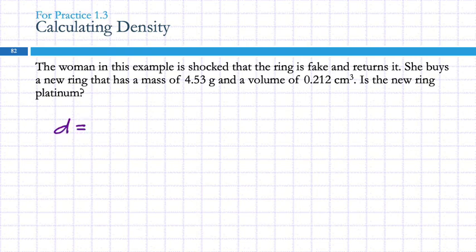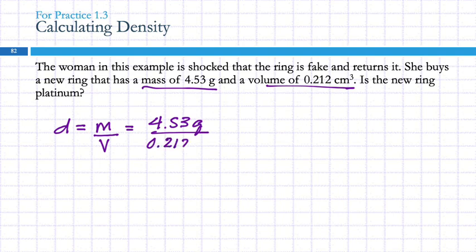I'll skip all the highlighting. The density is the mass divided by the volume. There's our mass. There's our volume. Now, as I'm writing this down, I'm thinking about it. 3 sig figs, 3 sig figs. This one needs 3 sig figs. So there's my 3 sig figs.